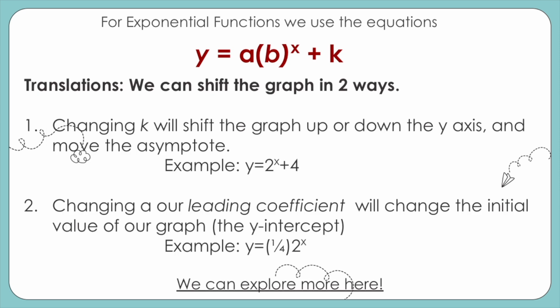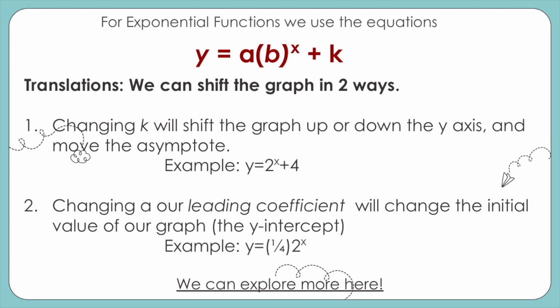So for translations, we can shift our graph in two ways. Changing the k will shift the graph up or down on the y-axis, and it's going to move that asymptote that we talked about last time. So for example, if we put a +4 on the end of our parent function here, that's going to move our graph up on the y-axis, and it's going to cause our asymptote to go up to 4.